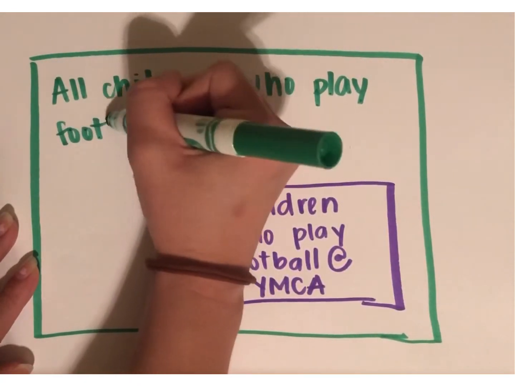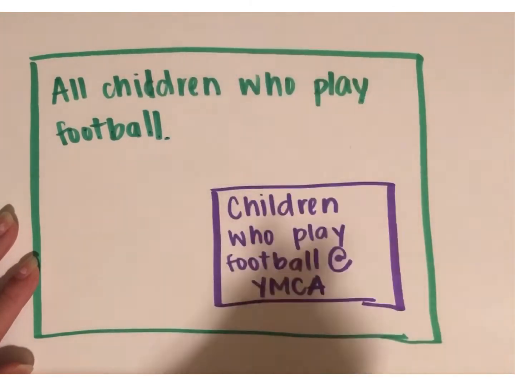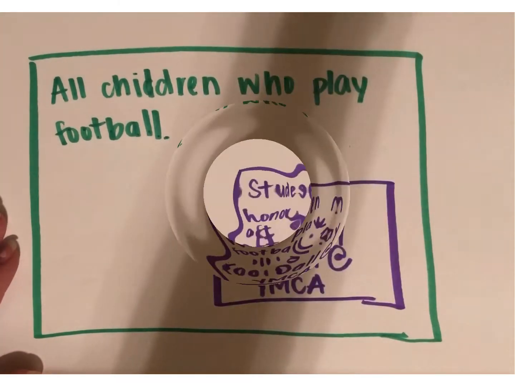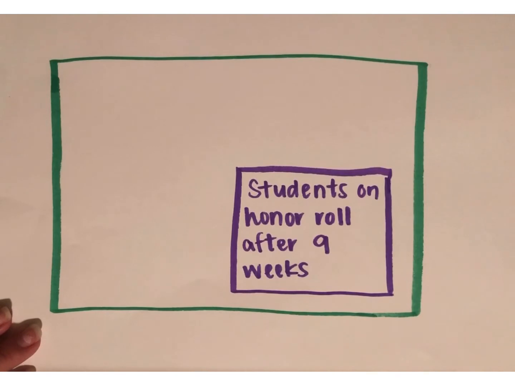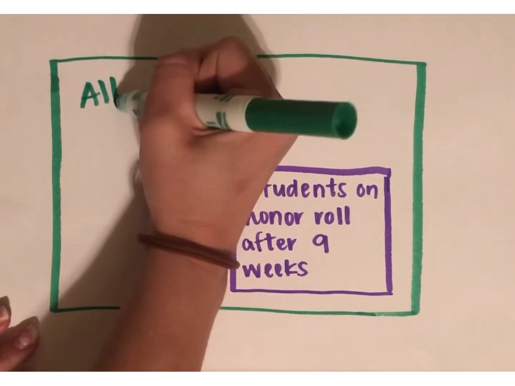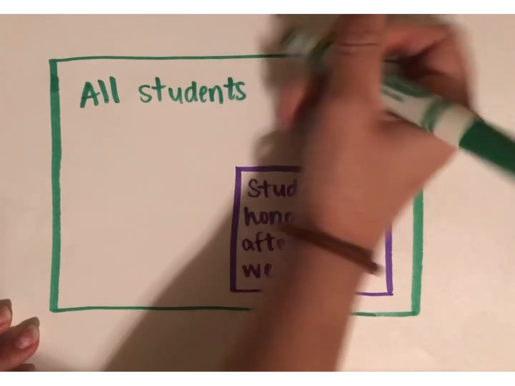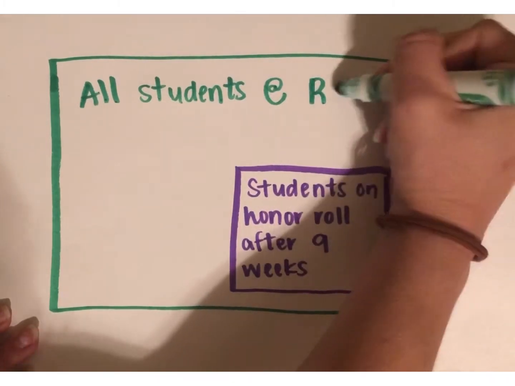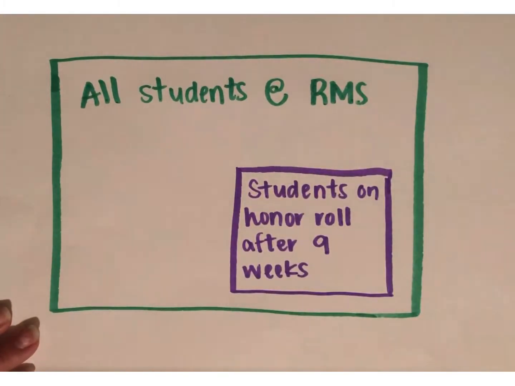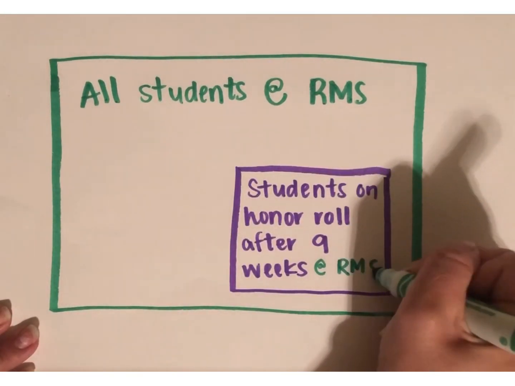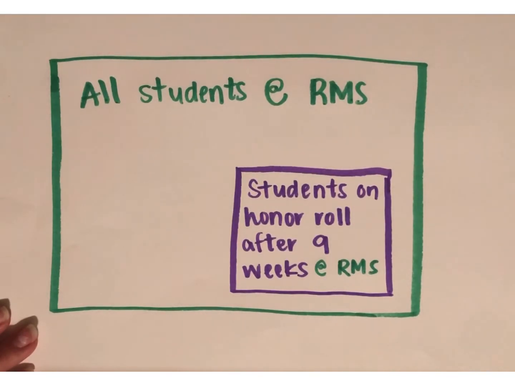You could also say all the kids at the YMCA, or just all kids, either way. All right, this time our sample is students on the honor roll after 9 weeks. So what is our bigger population here? It could just be all students at this school. Let's say RMS. And that could be our population. But then here we'd have to add at RMS. But that's just so I didn't have to write as much.